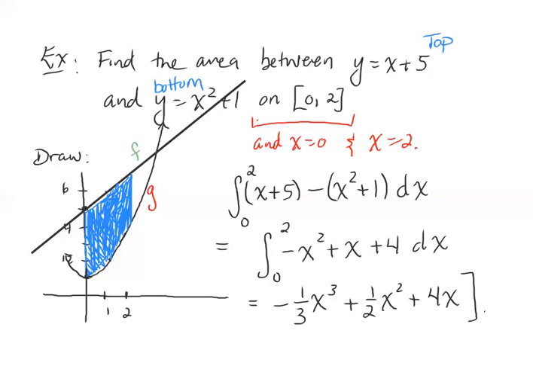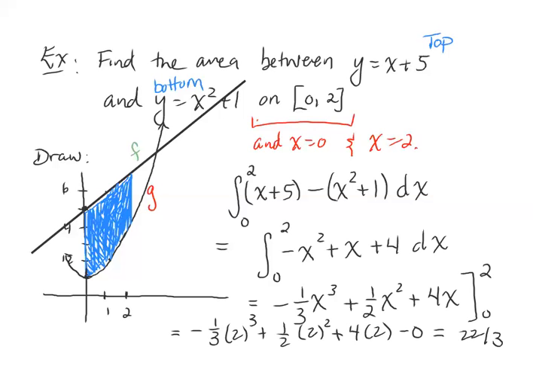and I'm evaluating that from 0 to 2, which is negative 1/3 times 2 cubed plus 1/2 times 2 squared plus 4 times 2, and then the value at 0 is 0, so I could say minus 0, which is equal to 22/3. So 22/3 is the area of this particular region bounded by those two curves. And I think we will pause there and carry on in another video.